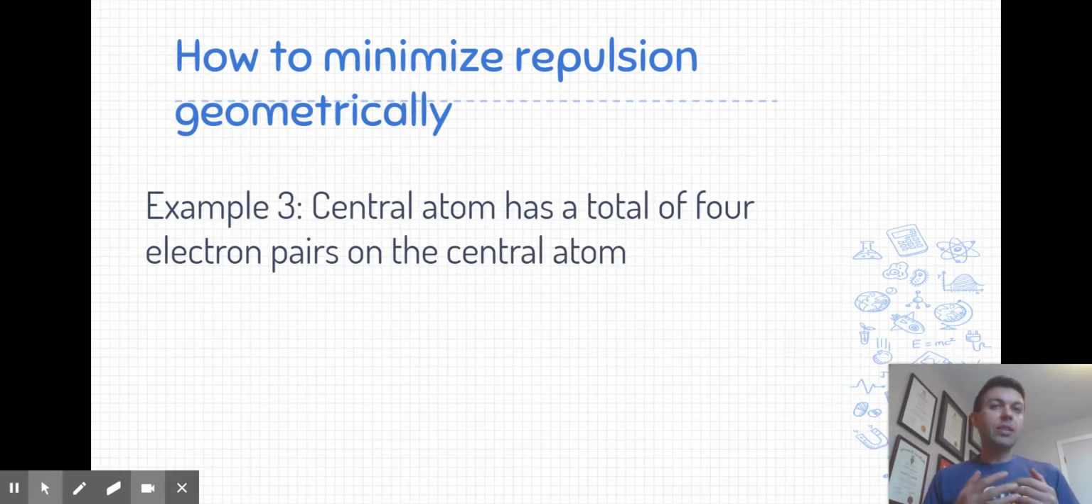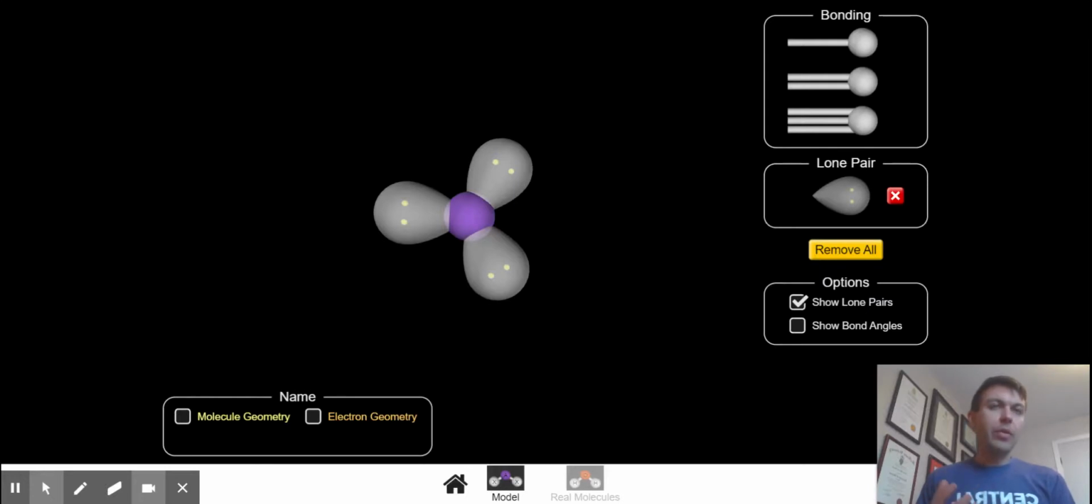Finally, let's look at the example when we have four pairs of electrons about the central atom. Now we're going to move on to four electron pairs.